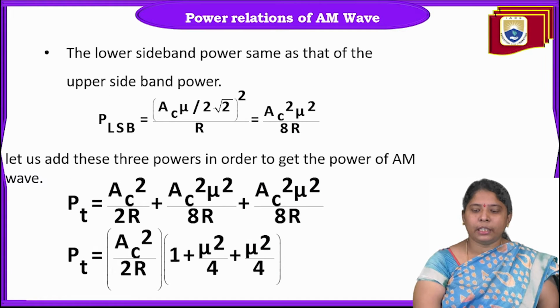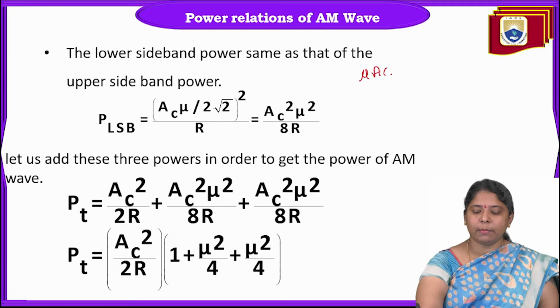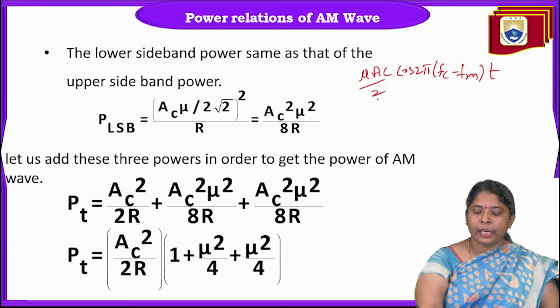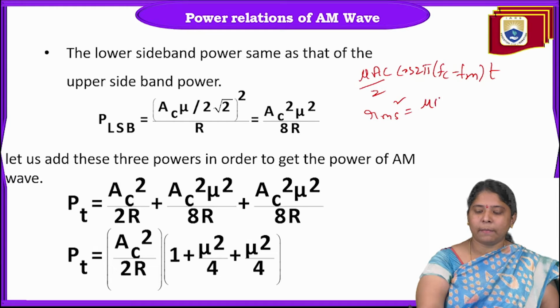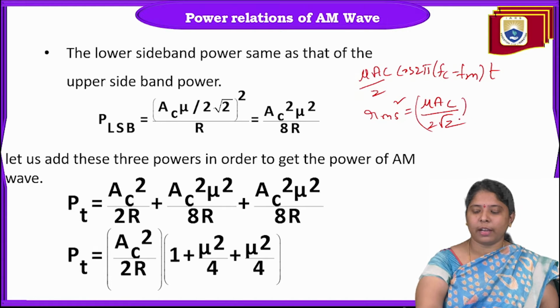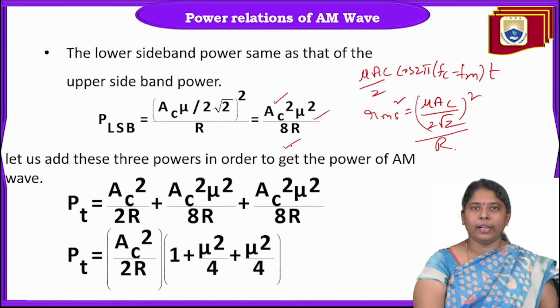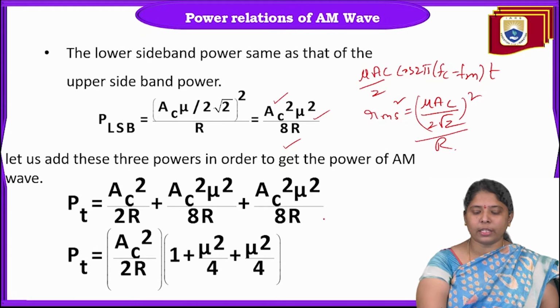Similarly, the lower sideband term is mu AC by 2 into cos 2 pi into (FC minus FM) into t. This is the lower sideband term. Peak value by root 2 becomes the RMS value, so the RMS value squared, V square by R, is again AC square mu square by 8R. This is the power required in the transmission of the lower sideband.